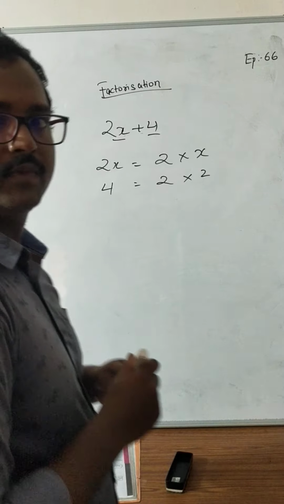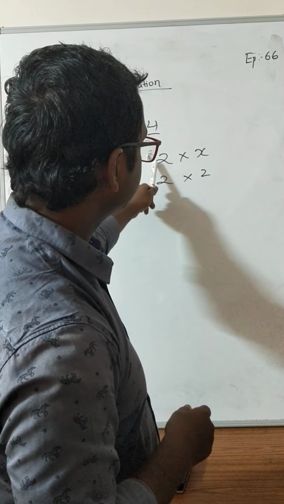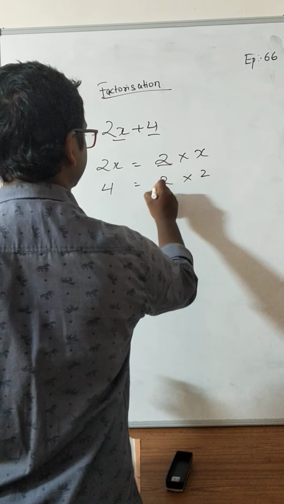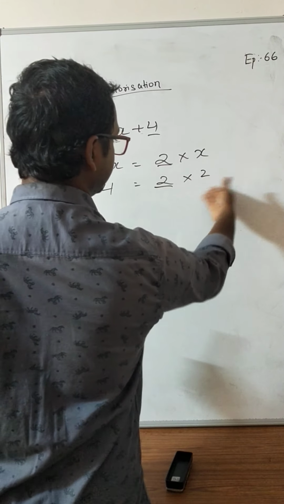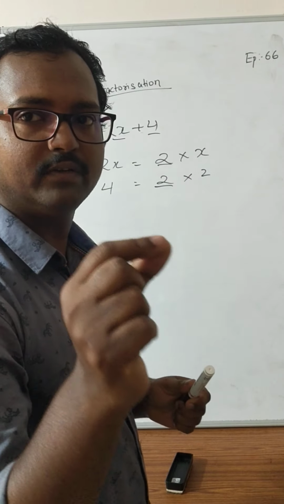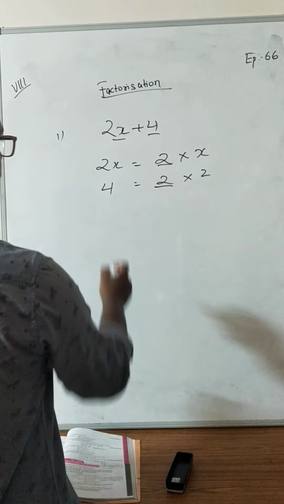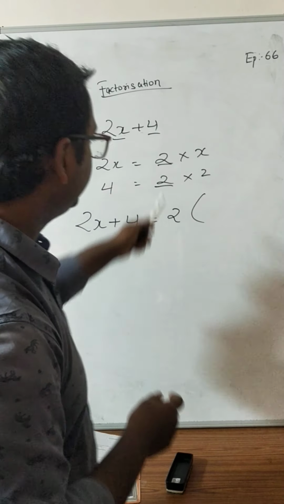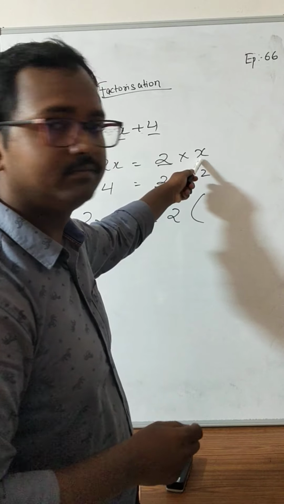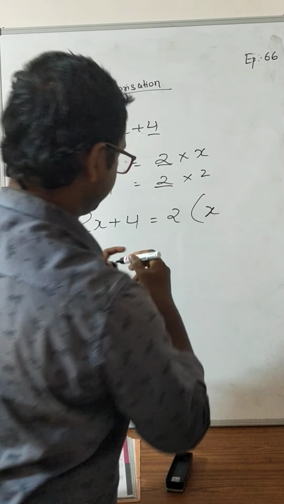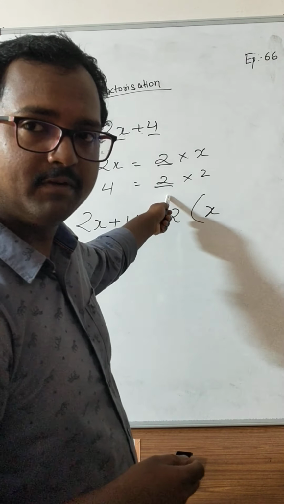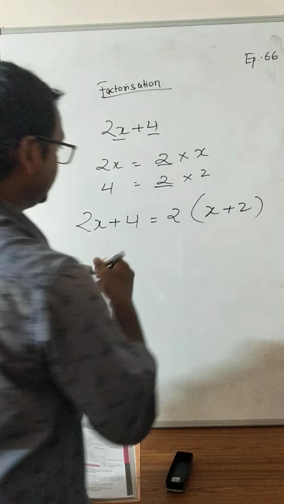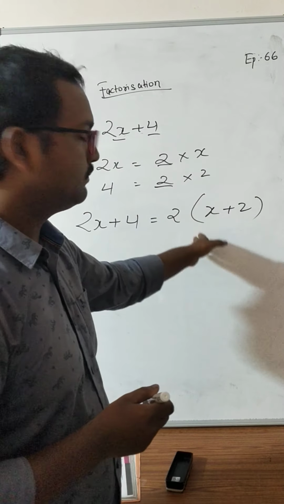Now we have to take common. In the first term and the second term, I see 2 as common. Here x is there, but in the second term there is no x. So the only common factor that I am getting is 2. So in 2x plus 4, I can take 2 as common. When I take 2 as common from the first term, x is left. When I take 2 as common from the second term, 2 is left, so plus 2. The answer that I am getting is 2 in the bracket, x plus 2.